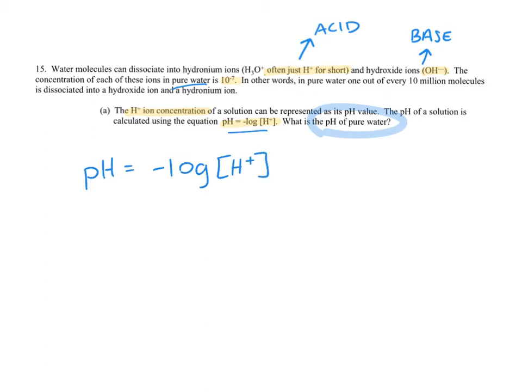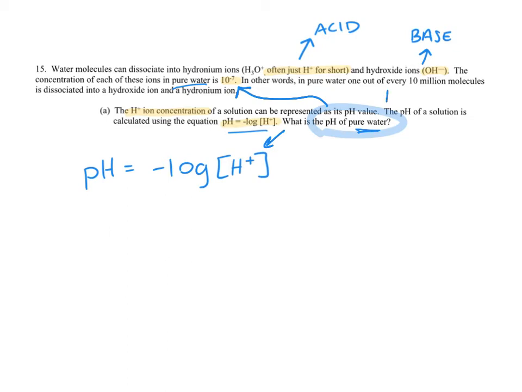So remember, breaking this down again, pH is equal to the negative log of the concentration of H plus ions. So in order to calculate pH, what you need is this concentration of H plus ions. So you might be like, well, wait, I don't have that. I don't have that anywhere in the problem. How do I know what the concentration of pure water is? Well, if you read carefully, you'll see that they gave that to you right there. The concentration of each of these ions in pure water is 10 to the negative 7th.